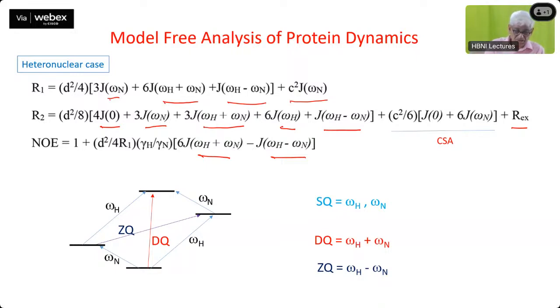Those transitions are indicated here for a two-spin system, omega N, omega N, omega H, omega H. So the energy levels are now drawn appropriately for representing a heteronuclear system. This energy separation is the proton energy separation. This energy separation is the nitrogen energy separation. Therefore, approximately they have to be placed in this manner.